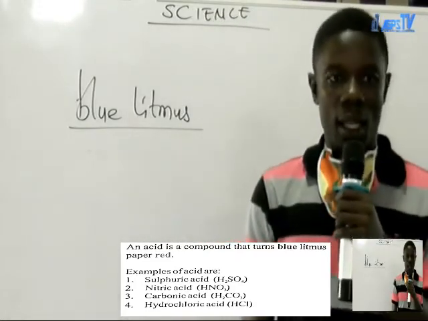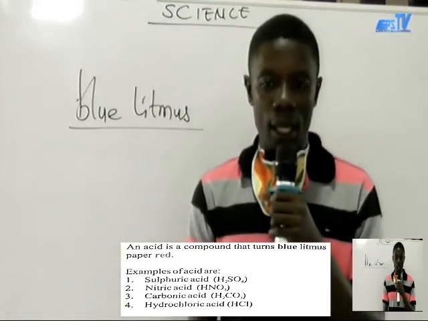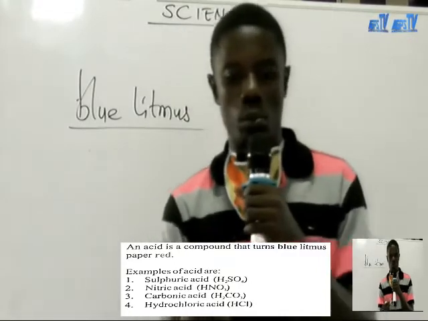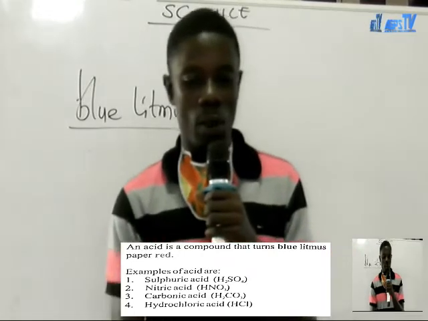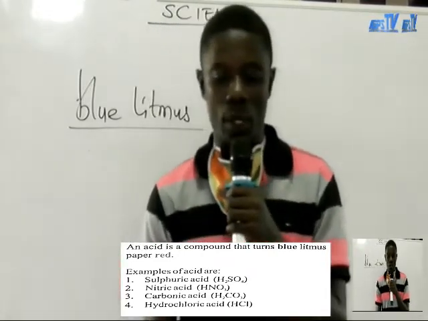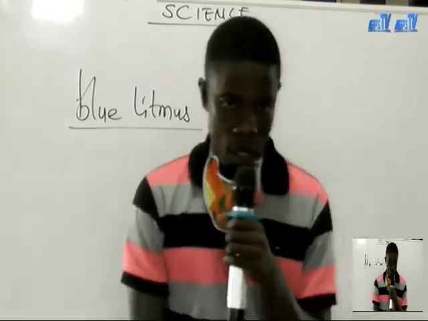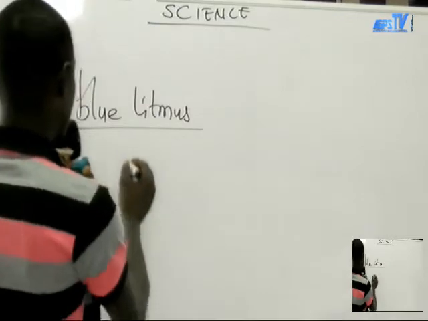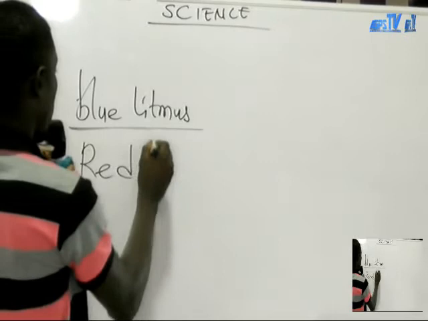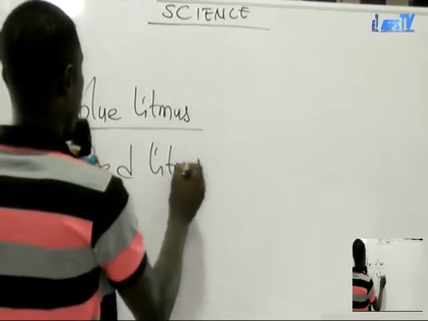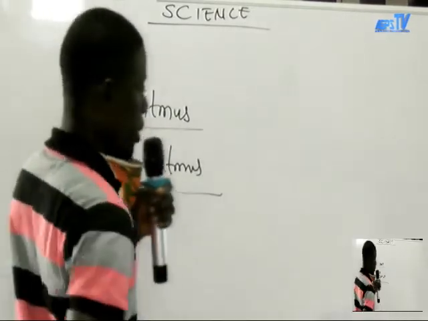acidic. Now, this litmus paper was used in the olden days. We have blue litmus paper and we have red litmus paper, two of them. It was used in the olden days to test for acid and base, and it is used in present day. The blue one is used to test for acid. So take note of that.